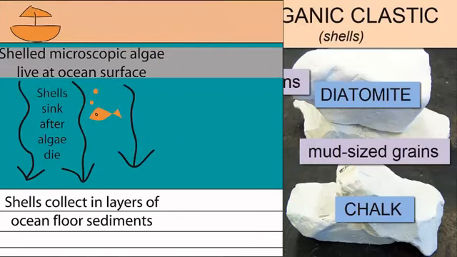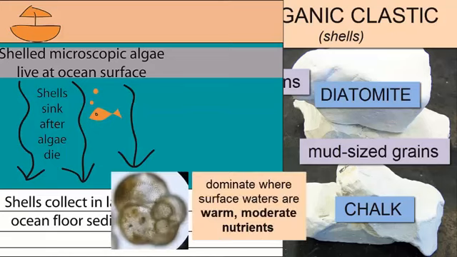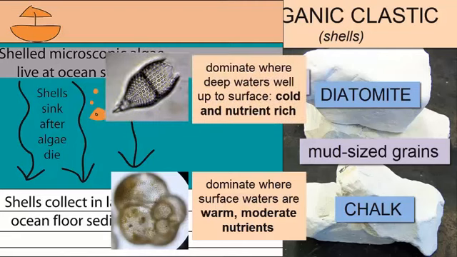Both samples form where waters are still or low energy, so that usually means outer continental shelf, slope, rise, abyssal plain, or mid-ocean ridge. Calcareous-shelled organisms tend to dominate where there are some, not too many, nutrients in the surface waters, and those waters are warm. Silica-shelled organisms tend to dominate where deep water upwells, bringing with it cold water and high nutrient contents.